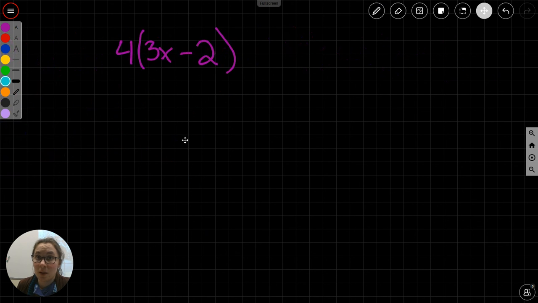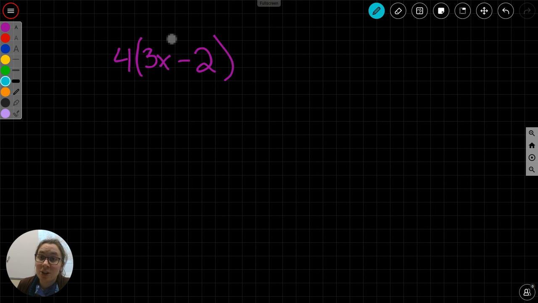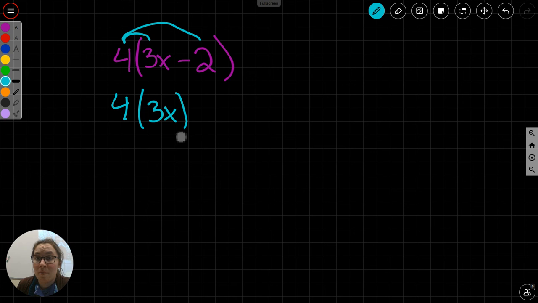One more here. 4 times 3x minus 2. I can't do anything in the parentheses. There's nothing to do, so I'm going to distribute the 4. The 4 applies to the 3x and to the 2. So 4 times 3x is what we have, minus, because the sign stays the same, 4 times 2. 4 times 3x is 12x.